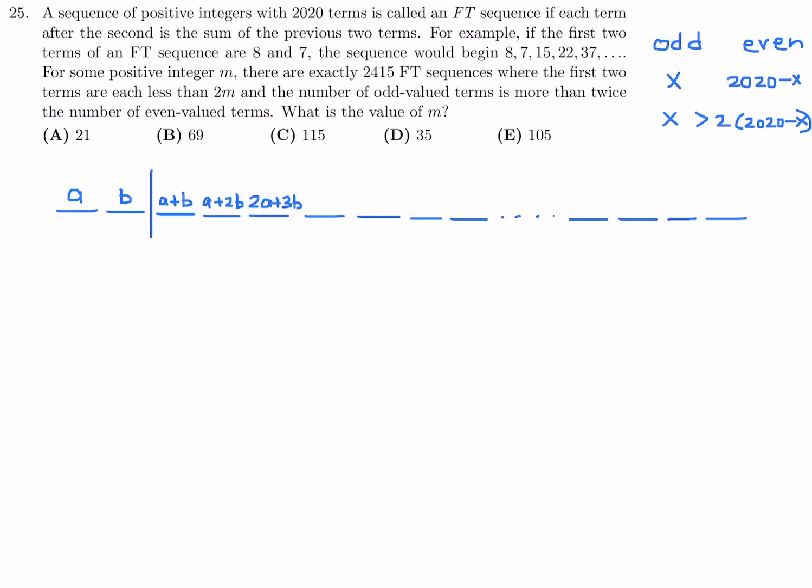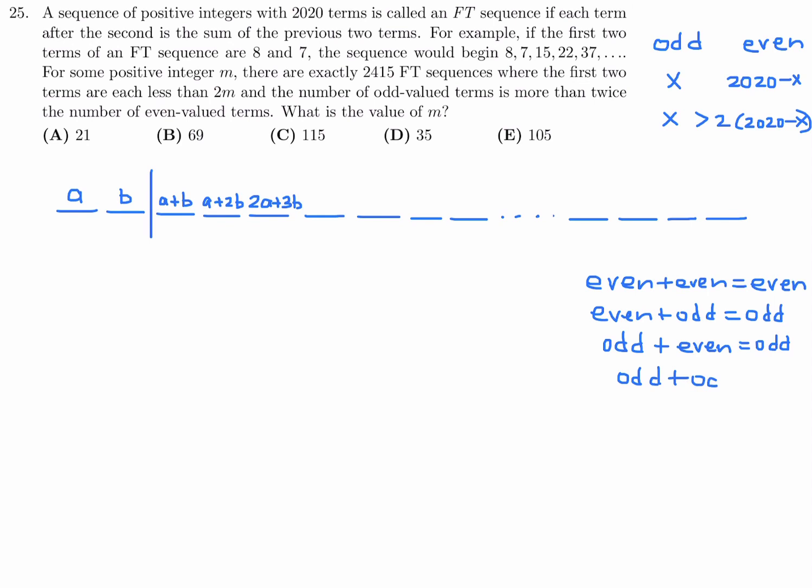So let's first talk about what happens when you add two numbers. If you add two numbers and they're both even, even plus even is even. If you add two numbers, one is even and one is odd, the result is odd. If you add, again, two numbers and you just reverse the order, the result is the same. And then finally, the last one would be two odds added together, and that result, interestingly, is even.